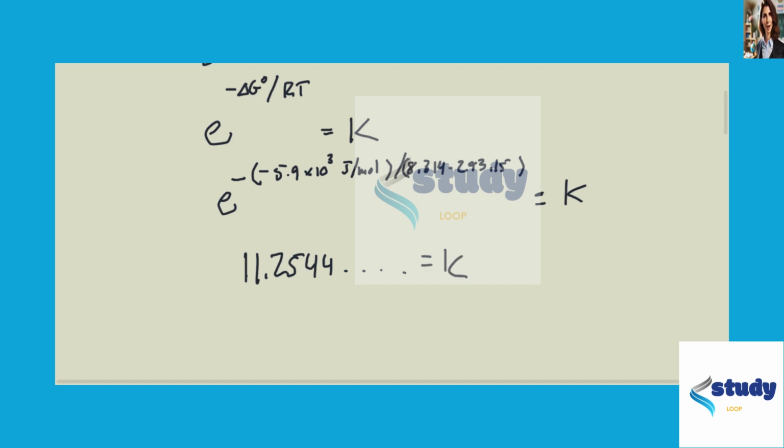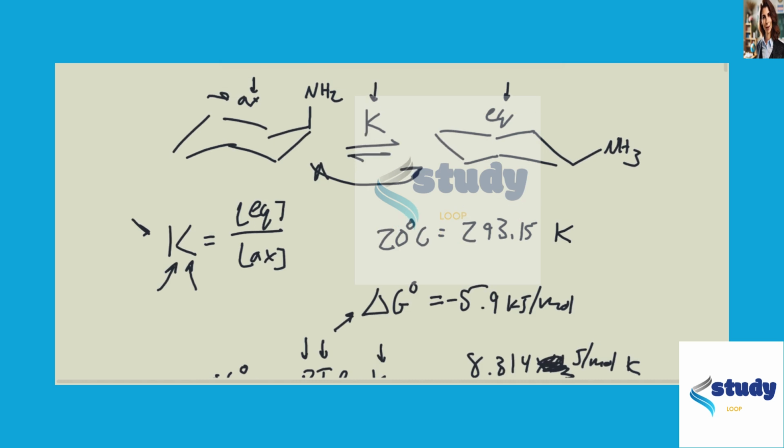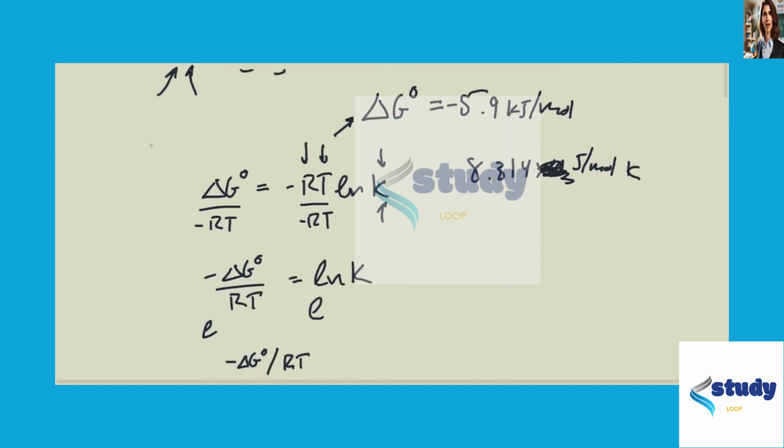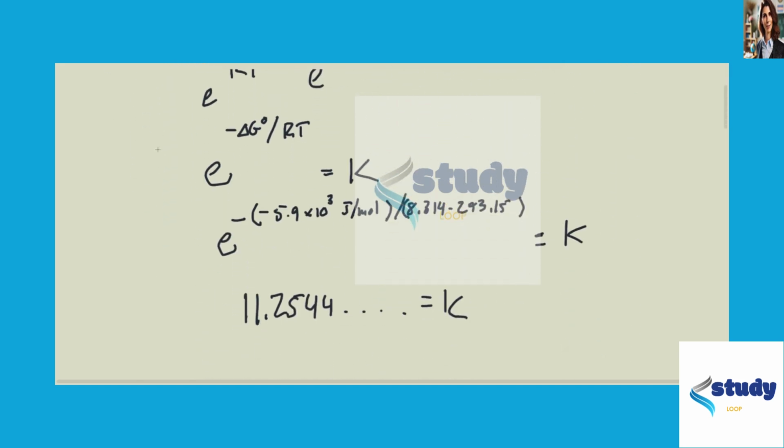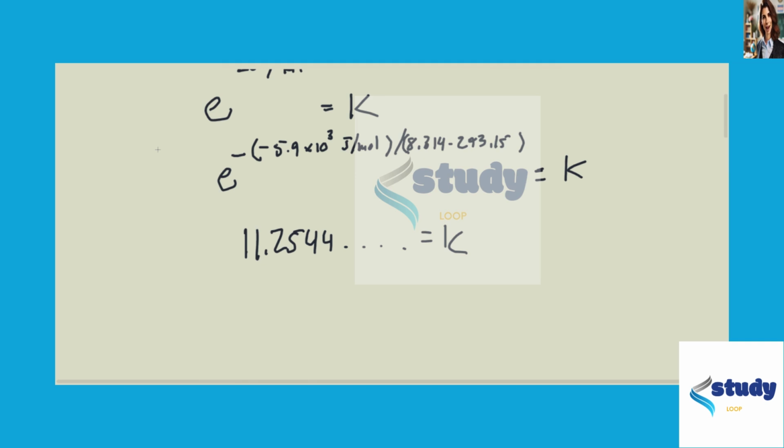That seems reasonable. That's saying we have 11 equatorial molecules for every single axial molecule. So equatorial is more common, which makes sense. It's lower energy, but we do see some axial. Okay. And enter our answer to 2 significant figs, which makes sense given what we were told about delta G. Then I get K, or the ratio of equatorial to axial, equals 11.